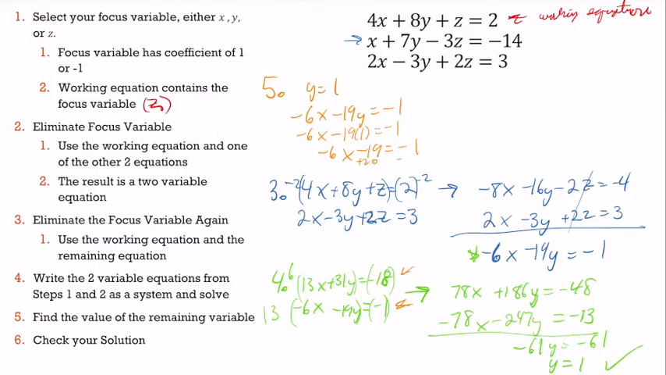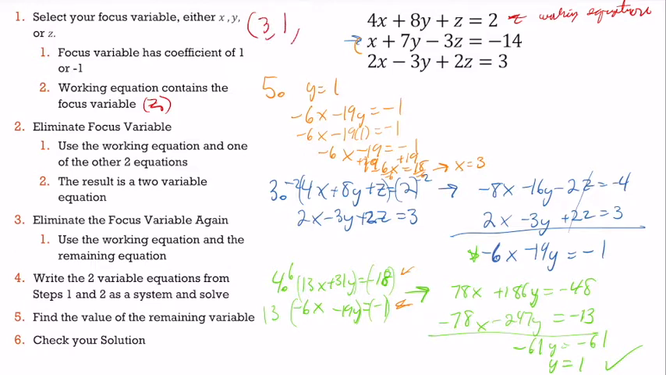So I add 19 to both sides. That gives me negative 6x equals 18. So if I divide both sides by negative 6, I find that x equals 3. Now I have two parts of my ordered triple. I have x is 3 and y is 1.